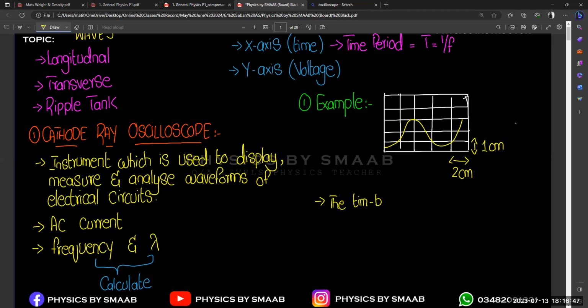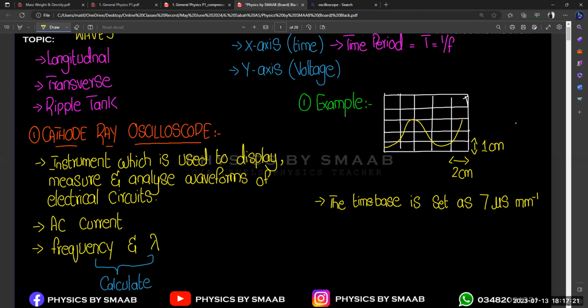Time base means they are talking about what? X-axis, right? Because time is always on x-axis. So the time base is set at the value of time equal to 7 microseconds per millimeter, right?